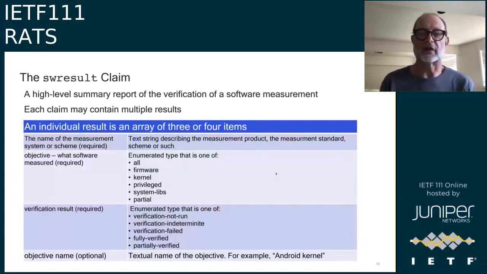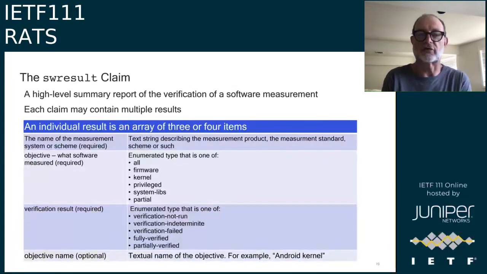The claim is defined so that it can contain multiple results. And each result has 3 parts, maybe 4. One is a text string just describing the measurement process, product, or standard, or scheme. And then it has 2 enumerated types.